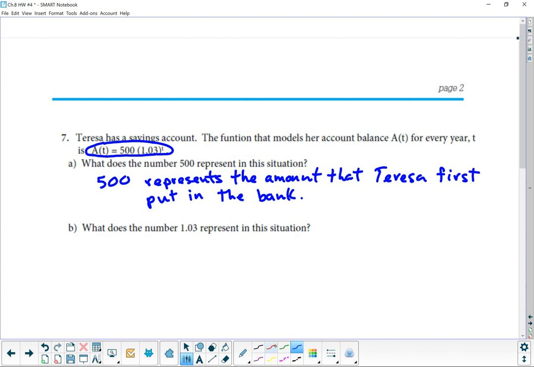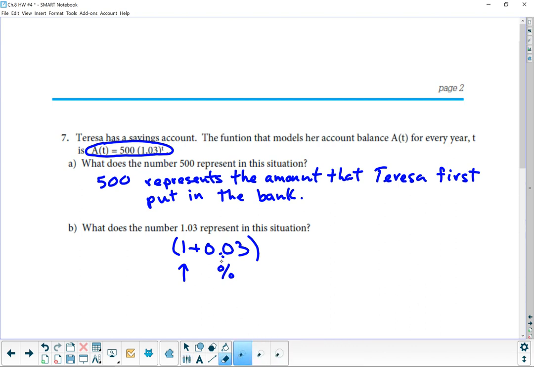What does the number 1.03 represent in this situation? 1.03 represents that it's an increase. So she's making money, she's earning interest. The 1 represents 100% of her 500, so it keeps her money the same. And then the 0.03, that's her percent. So 1.03 actually means 1 plus 0.03. This number needs to be there for the 100%, but this number is the interest rate. It's a percent. So 0.03, if you move the decimal 2 places back, you will get your percent. So it's actually 3%.